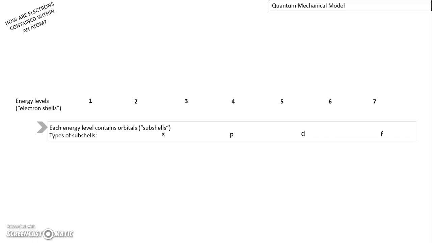Okay, so we recall that subshells make up each energy level, but how exactly is this done? Well, the first energy level is made of an S subshell. The second energy level is made of an S subshell and a P subshell. The third energy level is made of an S subshell, a P subshell, and a D subshell.